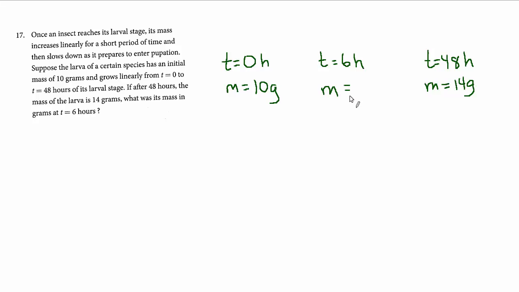So at t equals 0 hours, we know that its initial mass is 10 grams. And then at the end, when t equals 48 hours, we know that its final mass is 14 grams. And what they're asking us is at t equals 6 hours, what is the mass? Well, we know it grows linearly, and 6 is 1/8 of 48. So it's going to pick up 1/8 of the change in mass. How much is the mass changing? It's increasing by 4 grams. What's 1/8 of 4? Well, it's a half, so it's going to grow half a gram. And if it's starting at 10, it'll finish at 10.5 grams. So that's the answer, 10.5.